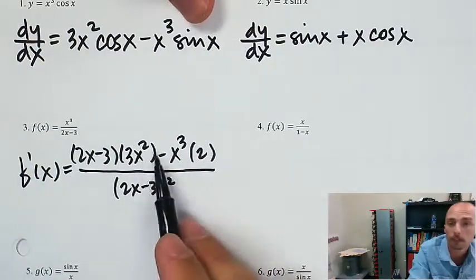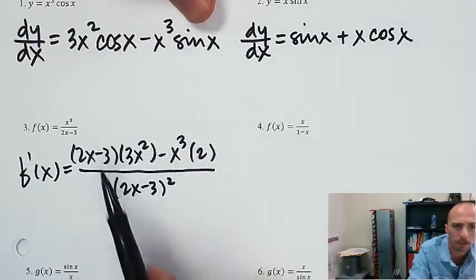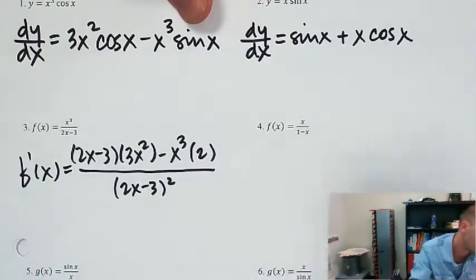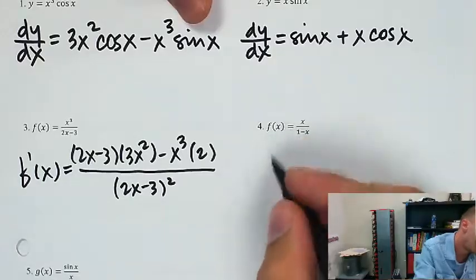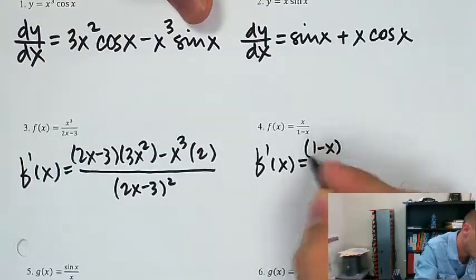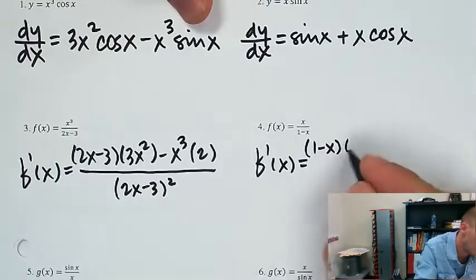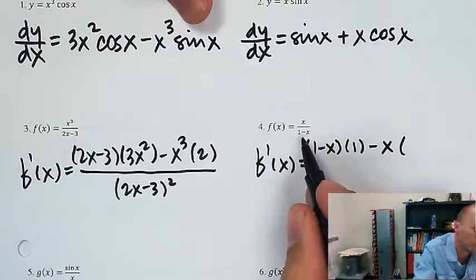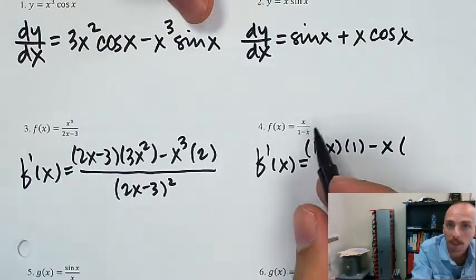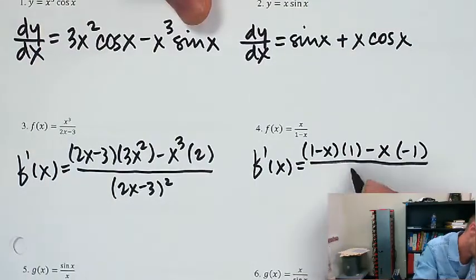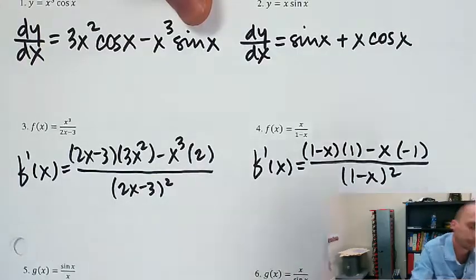And maybe there is something we could do to simplify this. It looks like I've got an x to the third and more x to the thirds over here, but you don't have to, and I'm not going to. So the next one, f prime of x is bottom times the derivative of the top. The derivative of 1x is going to be 1, minus the top times the derivative of the bottom. The derivative of 1 is 0, and the derivative of negative 1x is going to be negative 1, divided by the bottom squared.